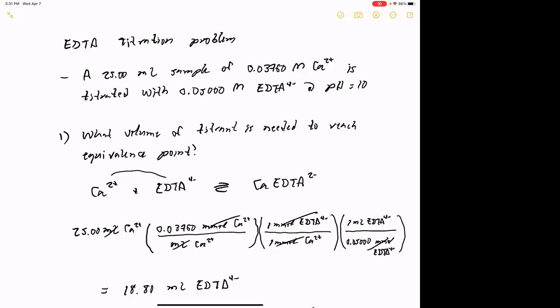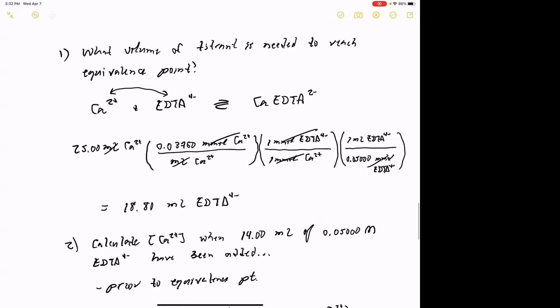So let's go back over this EDTA titration problem that we started, just so we're all on the same page. Let's restate the problem real quick. We've got a 25 milliliter sample of 0.0376 molar calcium ion. I'm going to be titrating that with a 0.05 molar EDTA solution at pH 10. The first thing we wanted to determine was the volume of the titrant needed to reach the equivalence point. As you know, at the equivalence point the moles of calcium have to be equal to the moles of the EDTA.